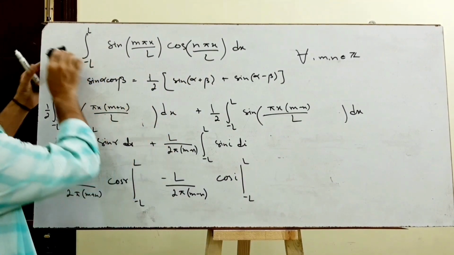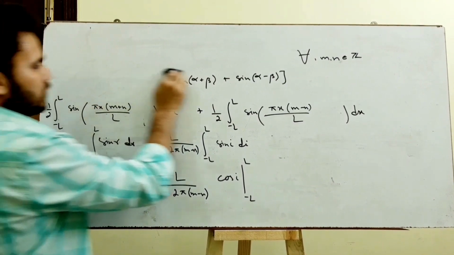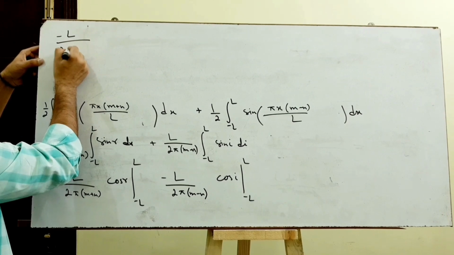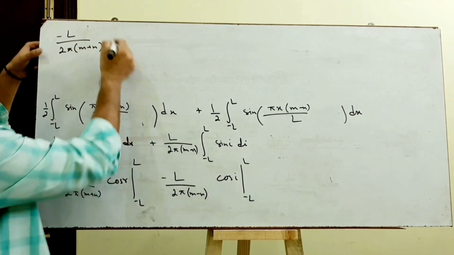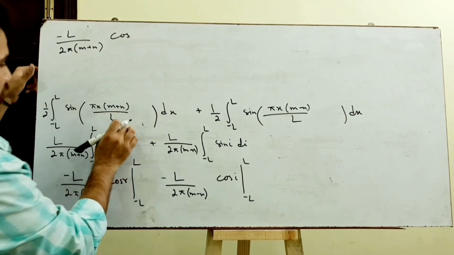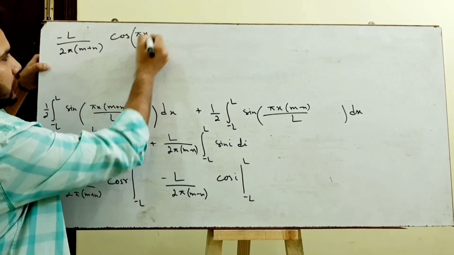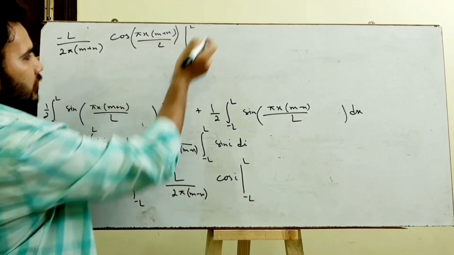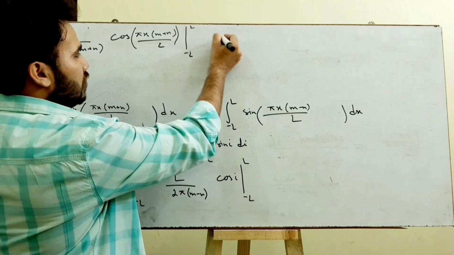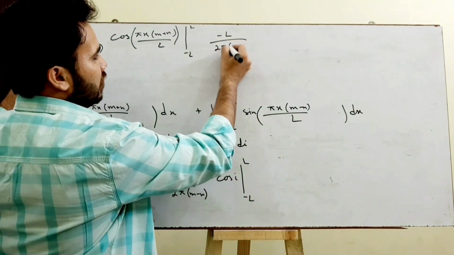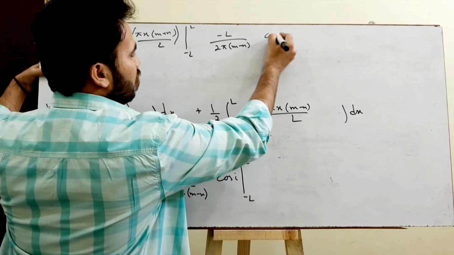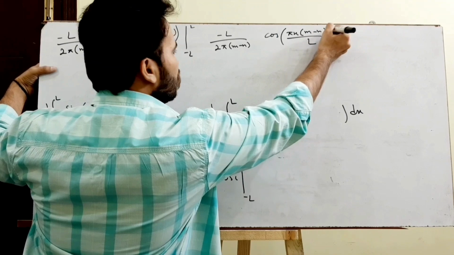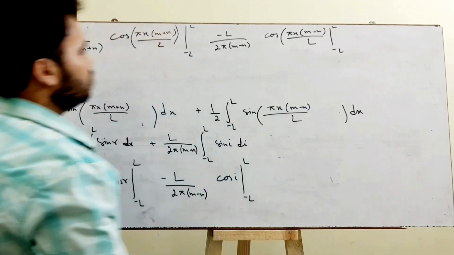Changing the variable back: negative L over 2 pi (m plus n) cosine r. What is r? r is pi x (m plus n) over L. We need to put in the limits negative L to positive L. And here, negative L over 2 pi (m minus n) cosine of pi x (m minus n) over L, from negative L to positive L.